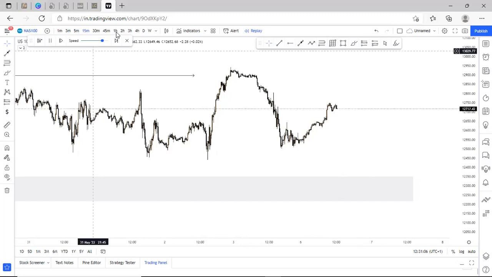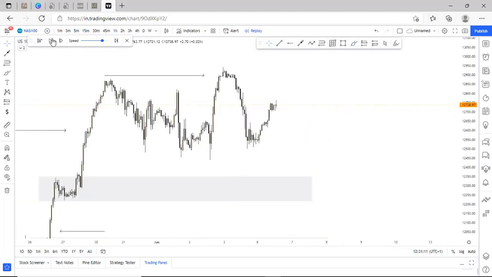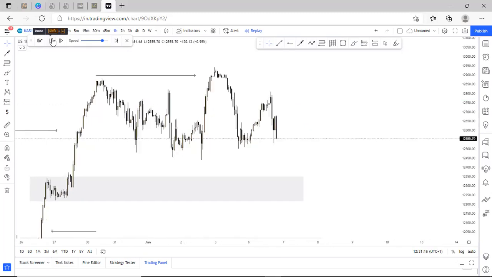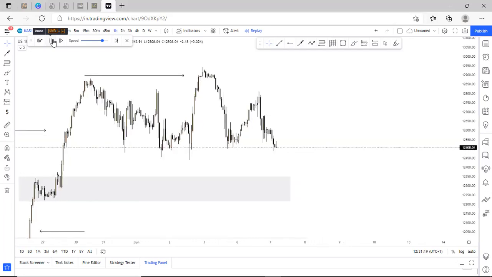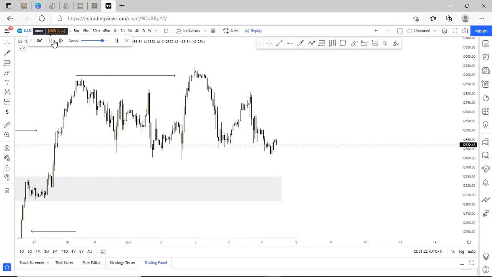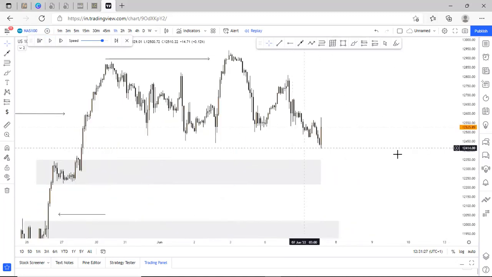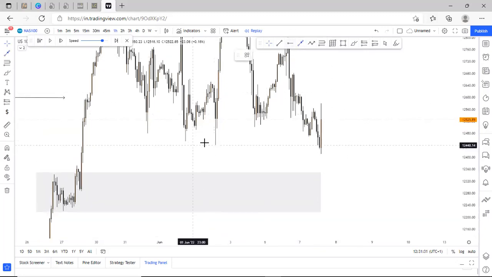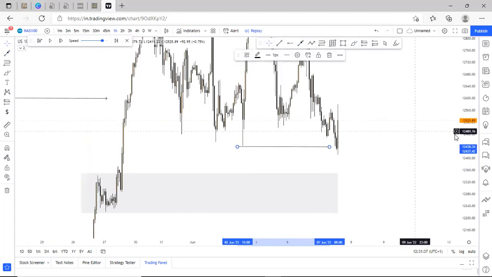So even though I was stopped out of this trade, I was still looking for an opportunity to get into a sell later on. So now I was able to get another break of structure right here. Okay, so we had this break of structure.